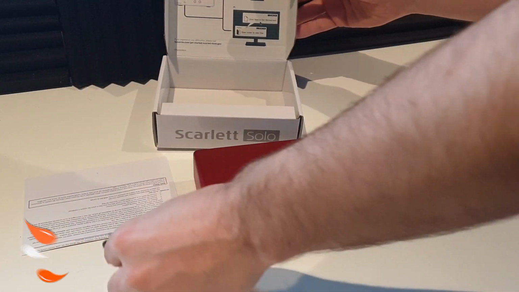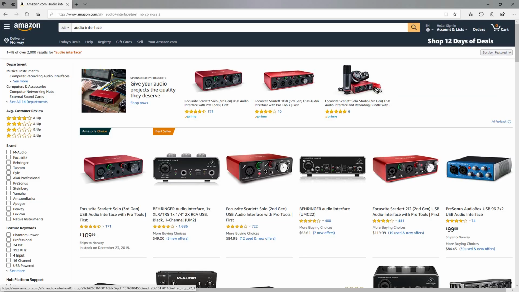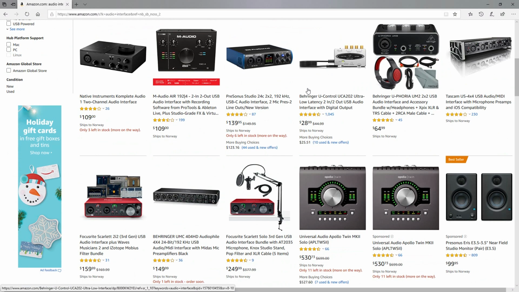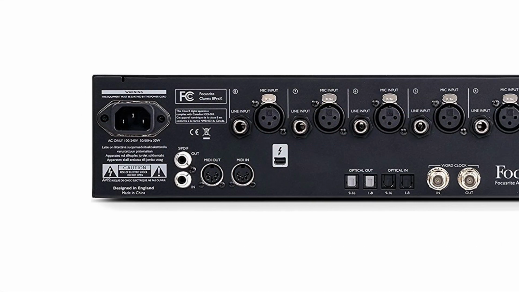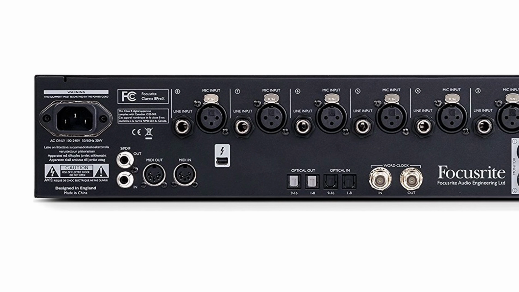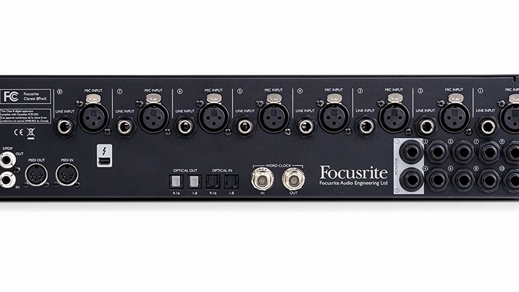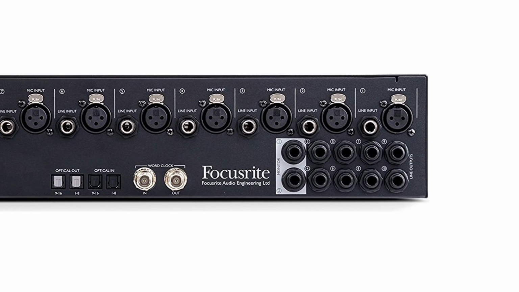Before you go ahead and buy a new audio interface, there's several things you need to consider. Number one is price. This is arguably the most important thing if you're on a budget. Number two, connectivity. How many microphone or guitar inputs do you really need? How many outputs do you need? You don't want to pay extra for inputs and outputs that you simply don't need. This is usually what drives up the price.